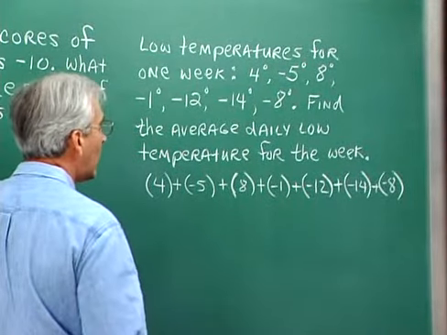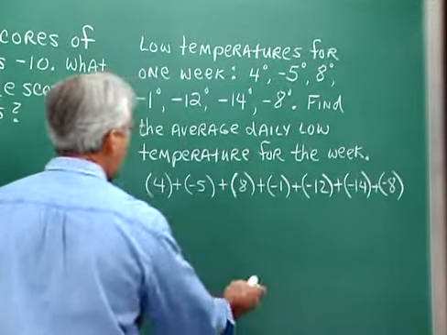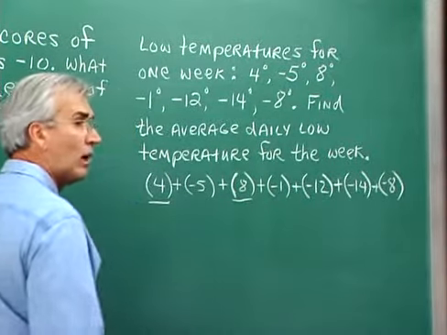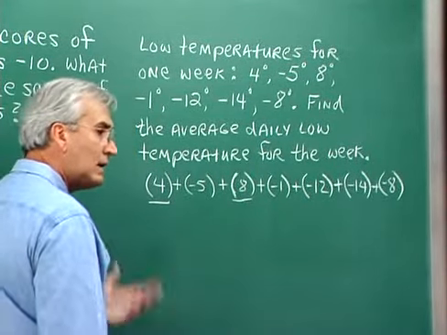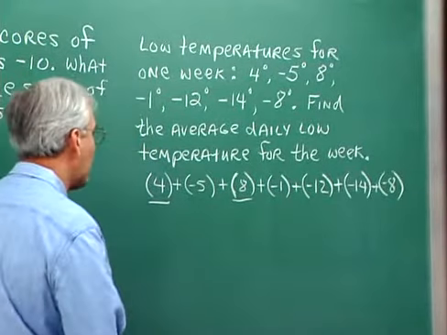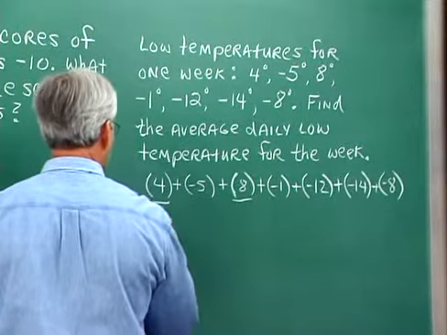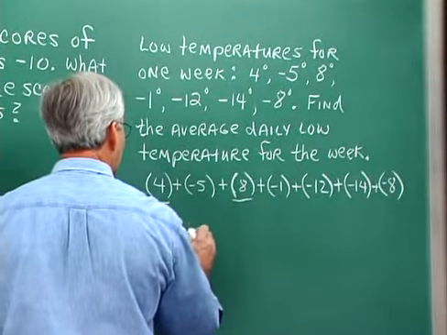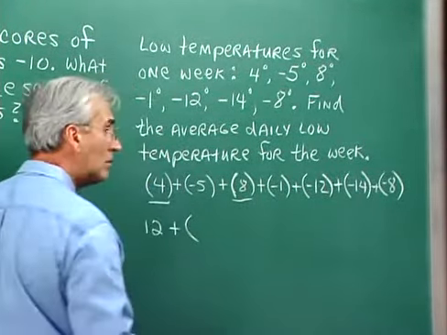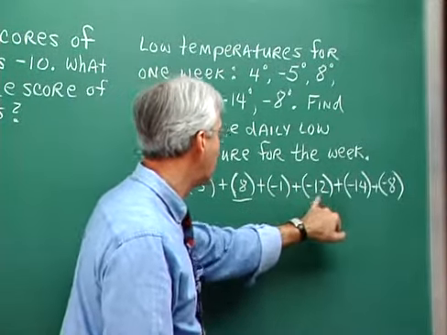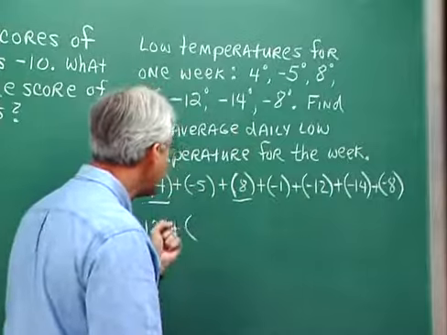But bringing them all together means, well, let's see. I'm going to look at these and think, well, it's easy for me to bring together the positive ones with one another and the negative ones with one another. And I'll do that. I'll kind of separate my thinking that way. 4 and 8, that's 12. And then I'm going to bring together the negative ones: negative 12, negative 5, negative 1, negative 12, negative 14, negative 8. Let's bring all of those together.